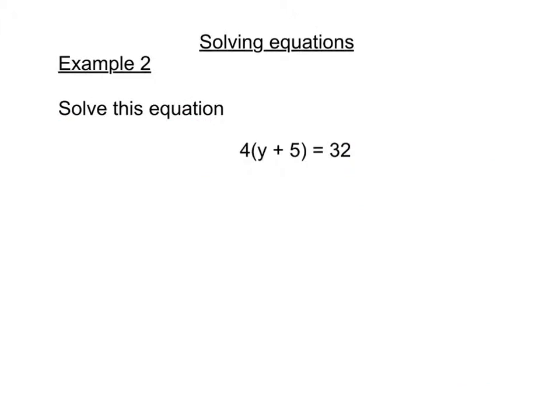Okay, here we go, number 2. A bit harder this time. Remember, we're using a variety of our algebraic skills. This time, look, there is a bracket. So let's sort the bracket out. So let's expand that bracket. So we get 4y plus 20 is equal to 32. Remember, we want to end up with y equals something. Now, I've turned this bracket and expanded it, and I've got a 2-step equation.